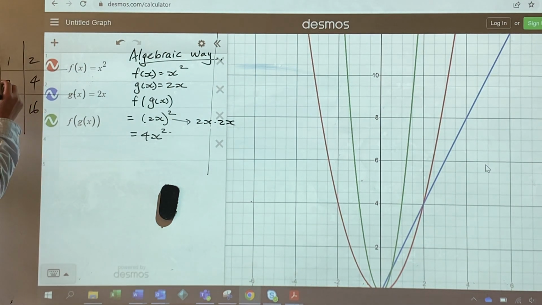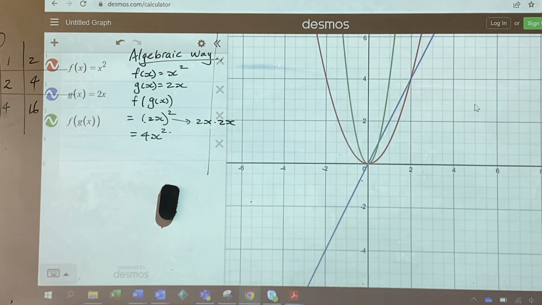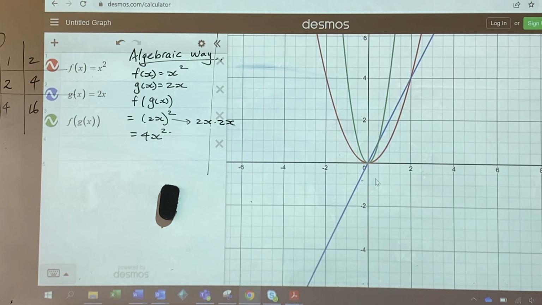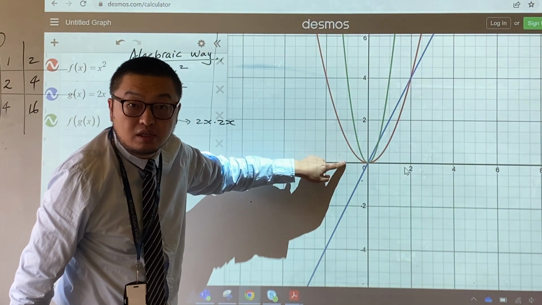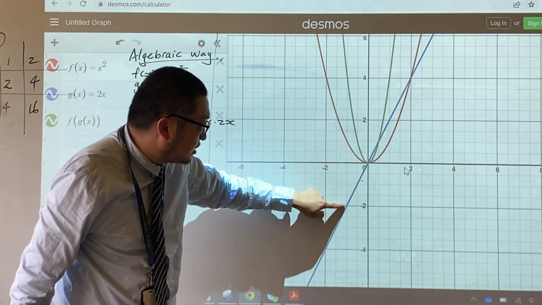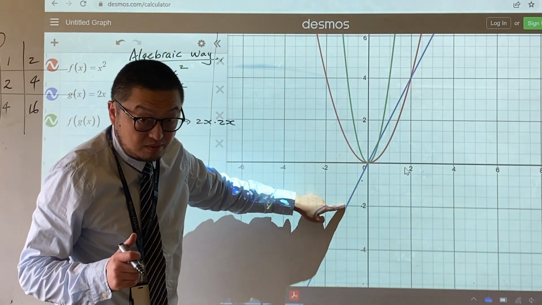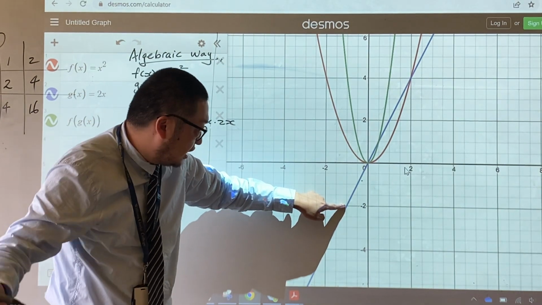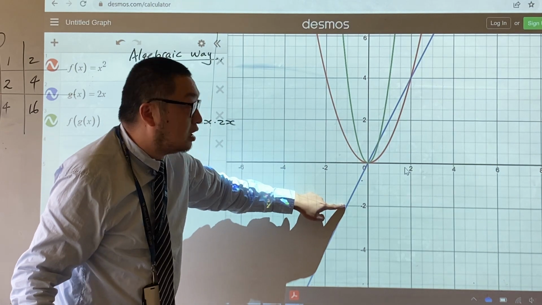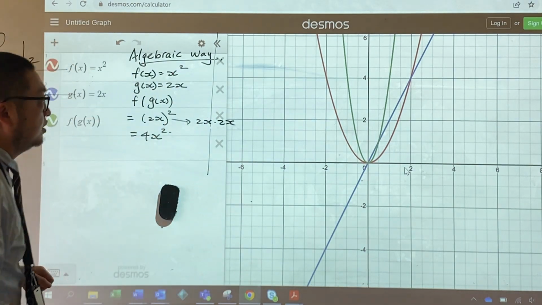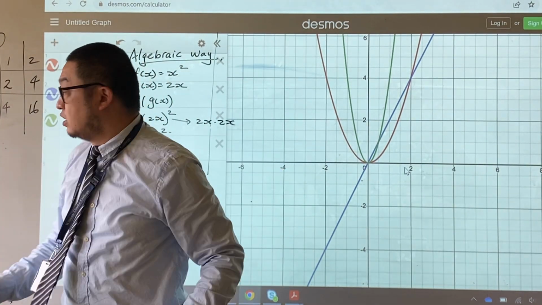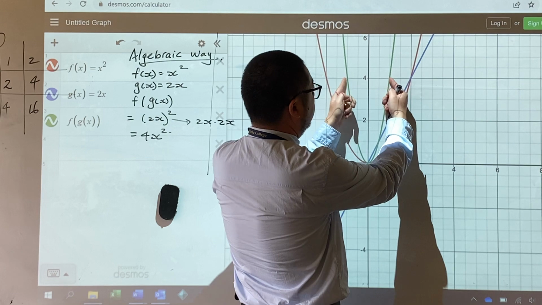You can pick, sorry, I didn't have space here, but you can pick x equals negative 1, see what happens. Let's go back to the graph. If we pick x equals negative 1, where is that? Here, right? Well, x equals negative 1, the blue one is negative 2. That's gx. Just remember, that's gx. Then you go to say f of gx. Negative 2 squared is 4. That's how you got the symmetry here.